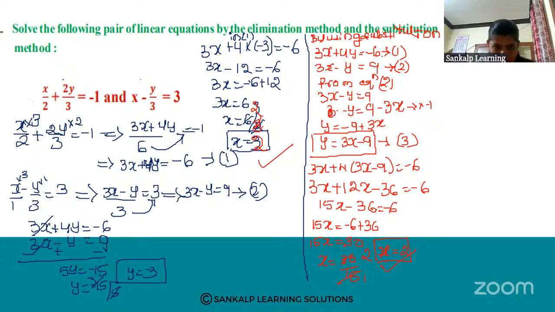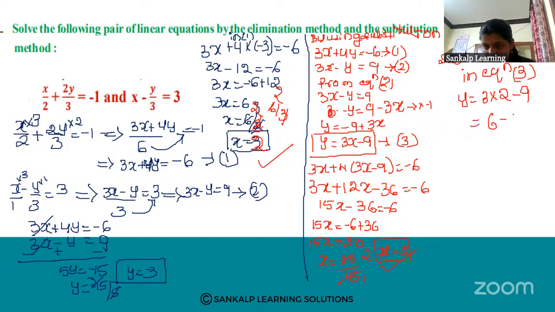This is 3x. So, transfer this 3 to this side. This is 6 divided by 3. 3 ones are 3, twos are 6. That means x is equal to 2. Okay. Now, substitute the value of x in equation number 3. So equation number 3 is y is equal to 3 into x value is 2 minus 9. 3 twos are 6. 6 minus 9, so y is equal to 6 minus 9, or 9 minus 6 is 3, so minus 3. y is equal to minus 3.